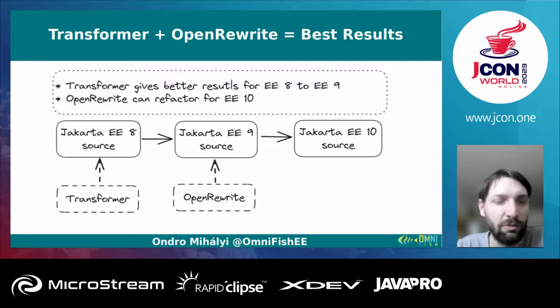So according to my experience, it's best to start with Transformer and to upgrade to Jakarta EE 9, and then also apply OpenRewrite, which will do the extra step and refactor for the dropped APIs, because these can be mostly replaced by existing alternatives in Jakarta EE 10, or refactored to use a different approach, different methods, things like that. So there are a lot of recipes in OpenRewrite to aid with this refactoring, and this is where OpenRewrite is very useful, because it can be used also for other frameworks.